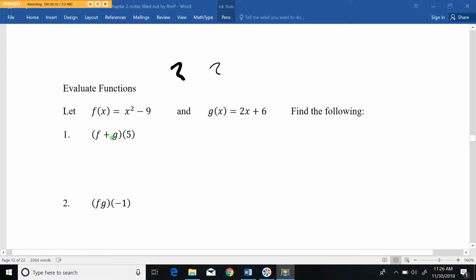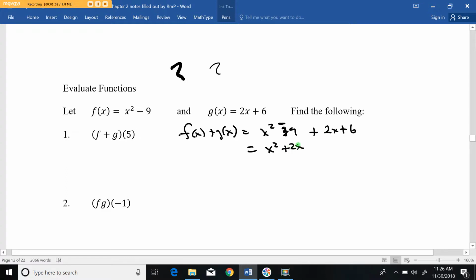Let's start with f plus g. I'm going to do this off to the side. f of x plus g of x is literally just the sum of these two things. That's going to equal x squared minus 9, I'm sorry, not plus 9, plus g of x, which is 2x plus 6. We can simplify this a little bit. x squared we'll leave alone, the 2x we'll leave alone, and the minus 9 plus 6 is minus 3. So here is our function.